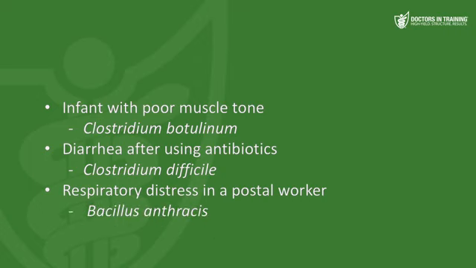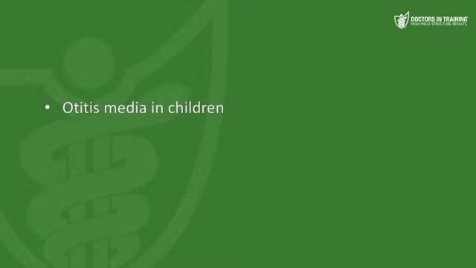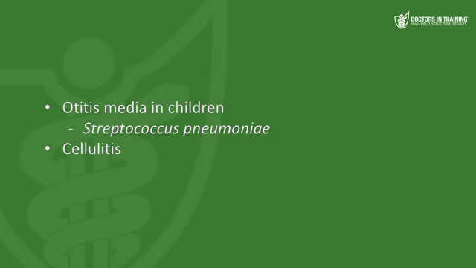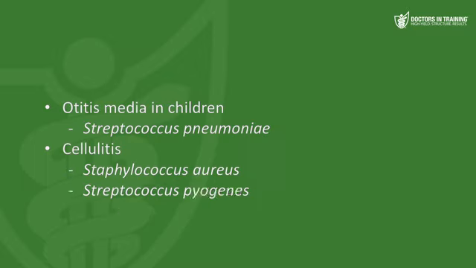Respiratory distress in a postal worker, what we're going for here is Bacillus anthracis. Right after 9/11, there was this huge concern that there was going to be inhalation anthrax spread through the postal service as an agent of biological warfare. Then otitis media in children is most commonly strep pneumo if it's bacterial at all. Now, lots of times, otitis media is a viral infection. And then cellulitis is most commonly going to be Staph aureus and strep pyogenes, or group A strep.